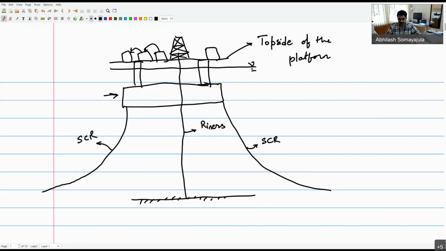Yes, sir. Okay. So when I have to install this top side, generally what happens is that there will be a huge crane. There will be huge cranes.